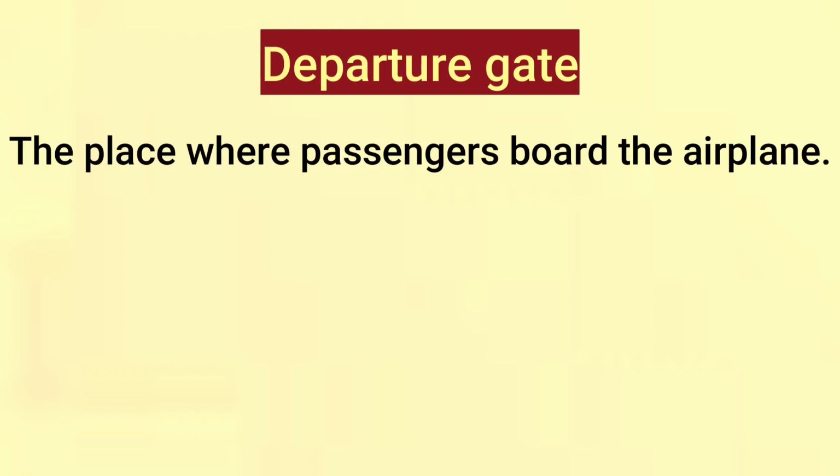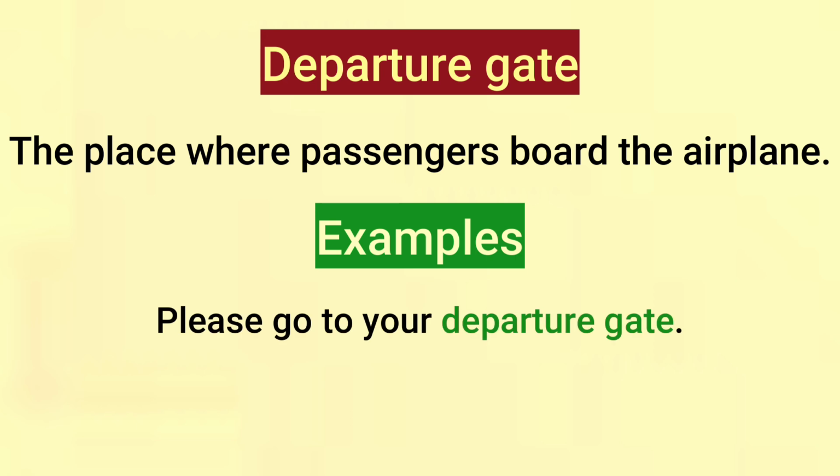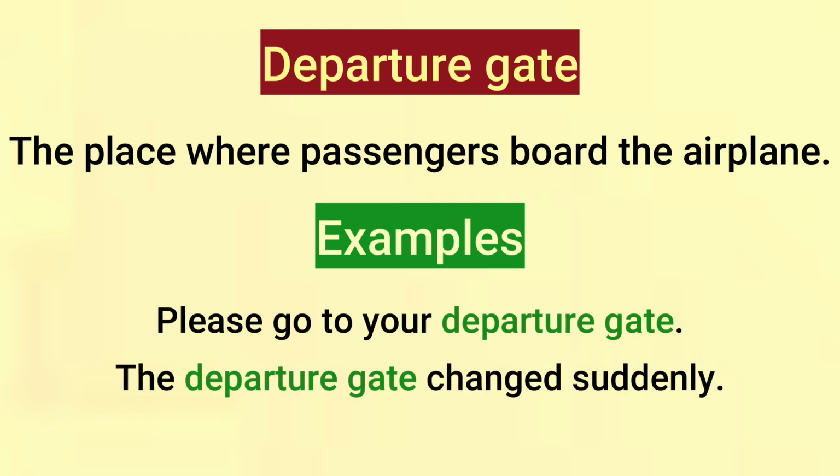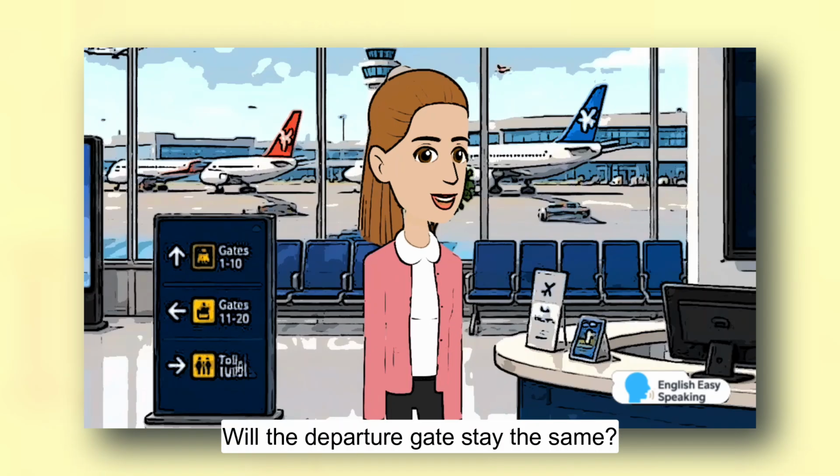Departure gate. The place where passengers board the airplane. Examples: please go to your departure gate. The departure gate changed suddenly. Olivia needed to go to gate 14. Will the departure gate stay the same?